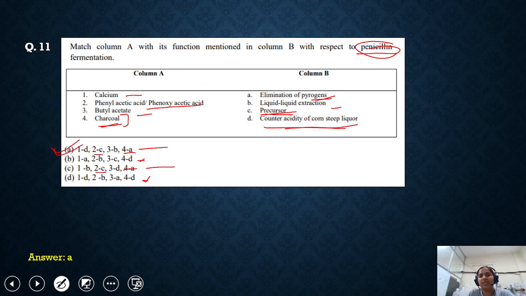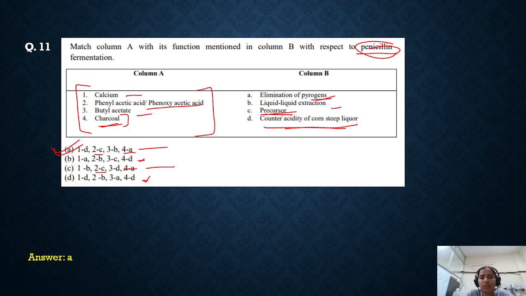Okay, means you must know the functions of all the components that are used, or at least the major components that are used, because only when you know the difference, you can differentiate between the production of two. Like here you are discussing penicillin, then similarly if you ask about streptomycin, you will be able to differentiate when you know the functions of the major components that you will use.